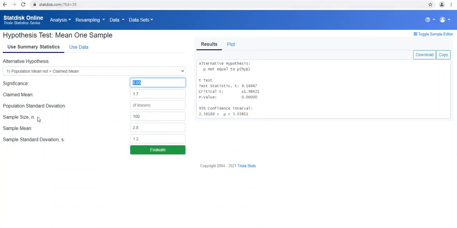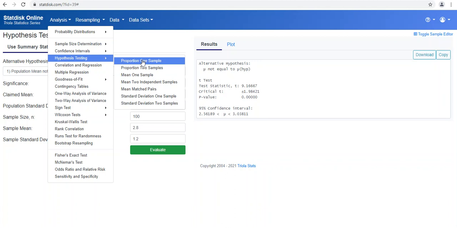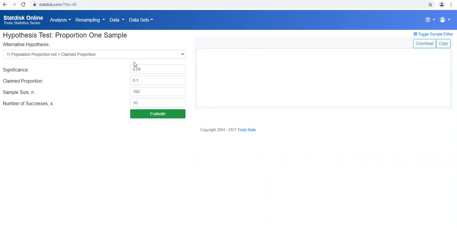All right, so going back to StatDisk. Well, this is population mean. We don't want that. Analysis, hypothesis testing, proportion, one sample. So we're doing a proportion, one sample, proportion hypothesis test. Significance level was 5%. That's what they said to set it at. The claimed proportion was 30% or 0.3.